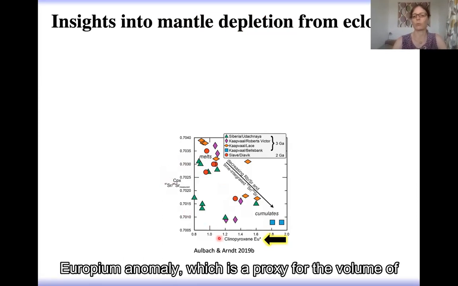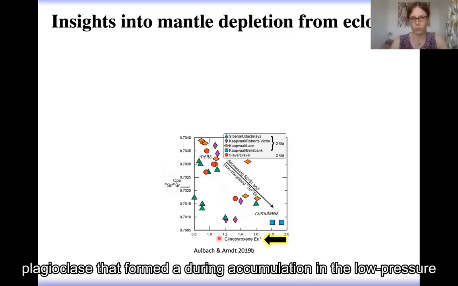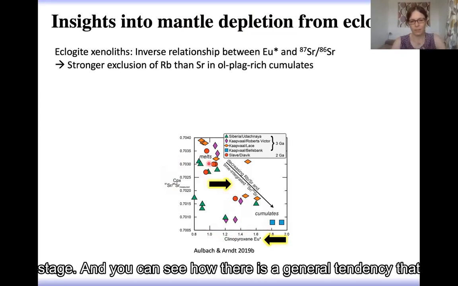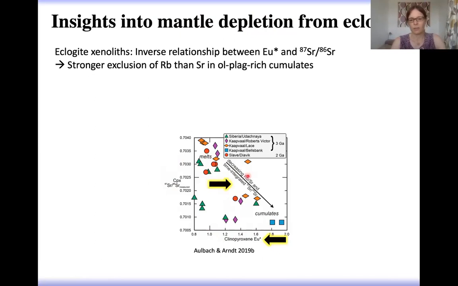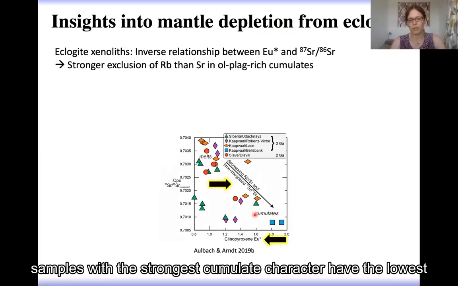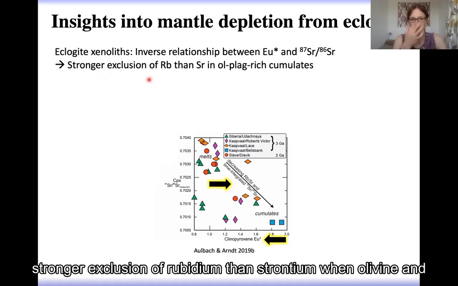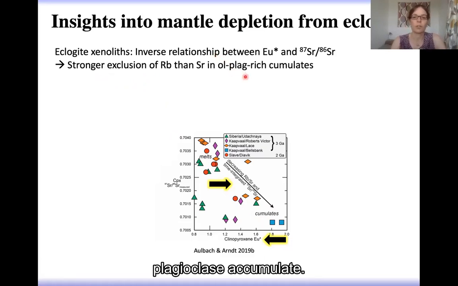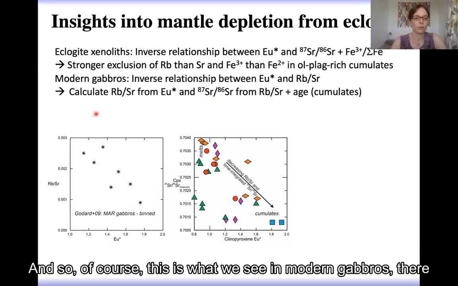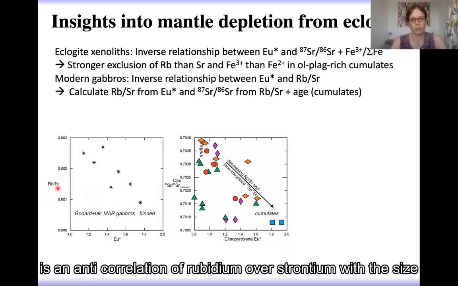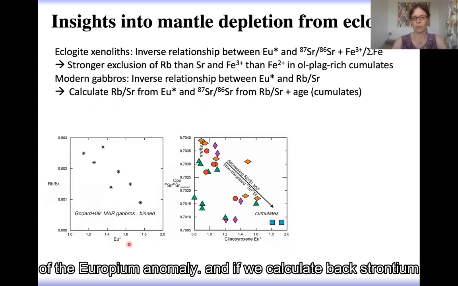the size of the europium anomaly, which is a proxy for the volume of plagioclase that formed during accumulation in the low pressure stage. And you can see how there is a general tendency that the samples with the strongest cumulate character have the lowest strontium isotope compositions, which is totally consistent with stronger exclusion of rubidium than strontium in olivine plagioclase-rich cumulates. And so, of course, this is what we see in modern gabbros. There is an anti-correlation of rubidium strontium with the size of the europium anomaly.